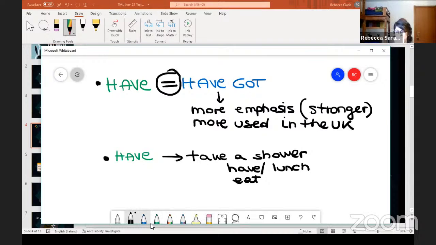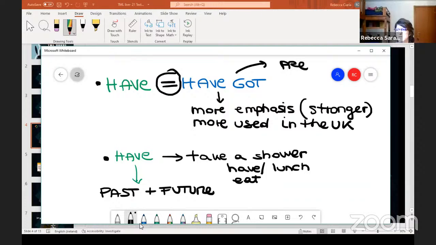And then, have is usually used also in the past and the future, because have got is usually used in the present. So these are the differences, basically, when it means something else and in the past and the future. All the rest are the same with have got, which is stronger.